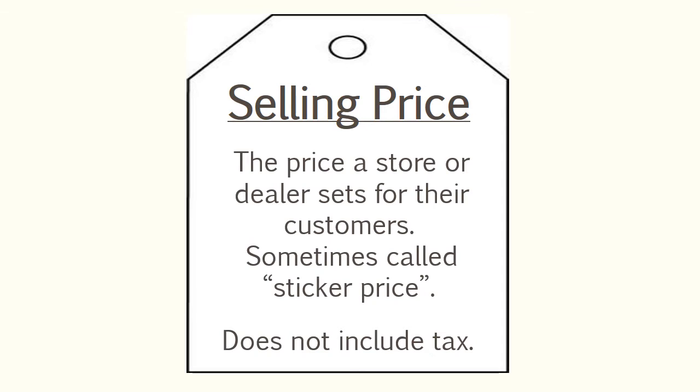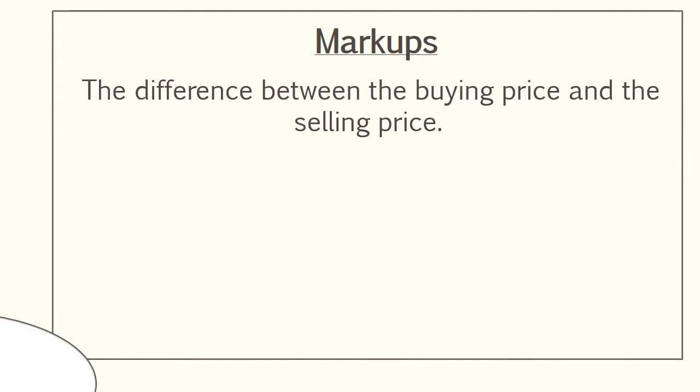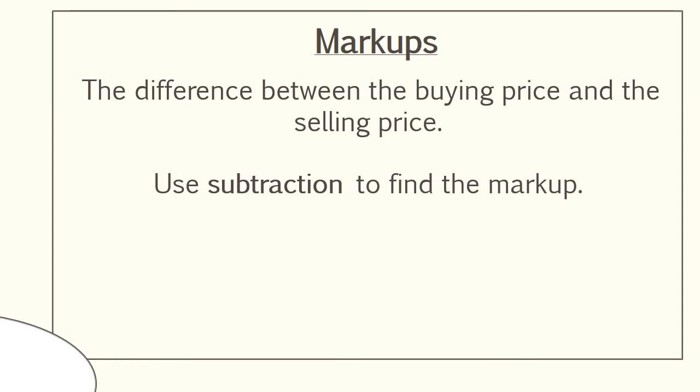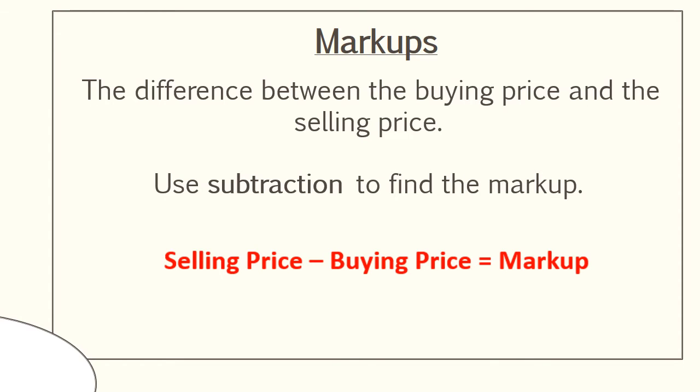So Target buys it for so much, and they sell it for something else, and the difference between the buying and the selling price is called the markup. And we use subtraction to find the markup. We take the selling price, subtract the buying price, and we get the amount of markup on the item. So Target buys it for $5, they sell it to you for $12, their markup would be $7.